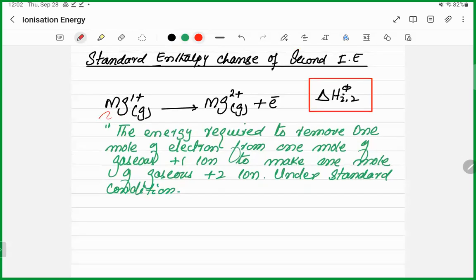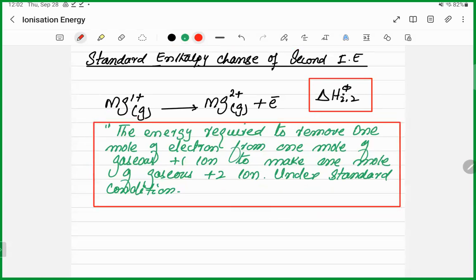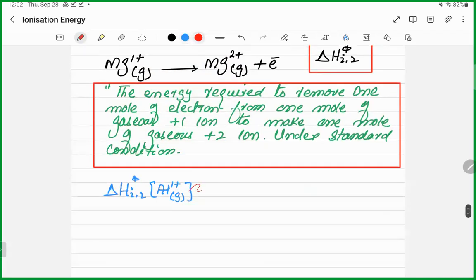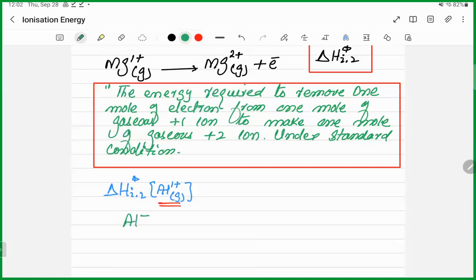ओके, तो सेकेंड आयनाइजेशन एनर्जी में आपने क्या करना है, 1 प्लस से इसको लेके चले जाना है 2 प्लस में. इजी, क्लियर. So if I ask you to write down the equation for the second ionization energy, which is delta H I2, for Al 1 plus gas, ठीक है, इस नोटेशन में यहां पर हमेशा रिएक्टेंट आता है. So एल्युमिनियम की सेकेंड आयनाइजेशन एनर्जी की इक्वेशन आपसे पूछी जा रही है. So you can easily write, okay, it is Al 1 plus gas forming Al 2 plus gas plus 1 electron.